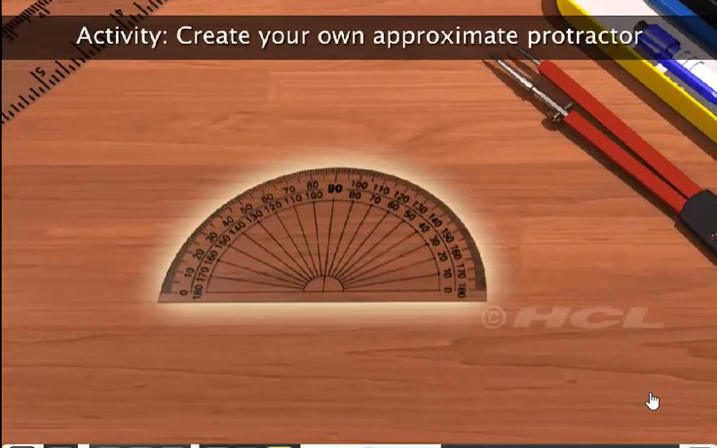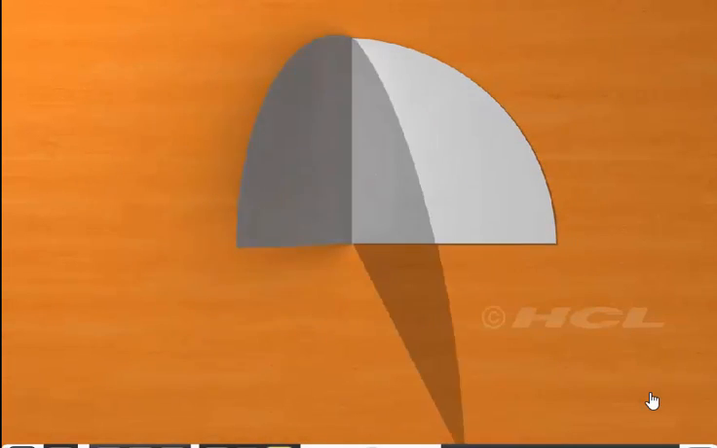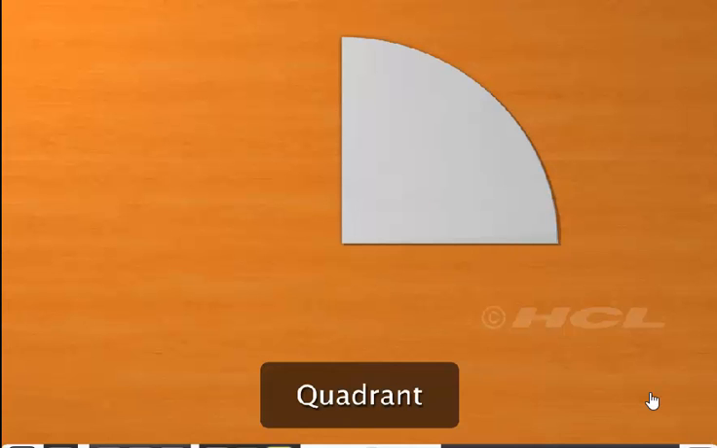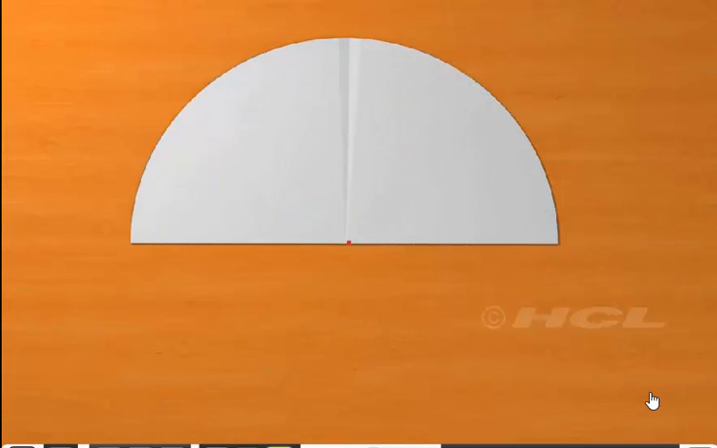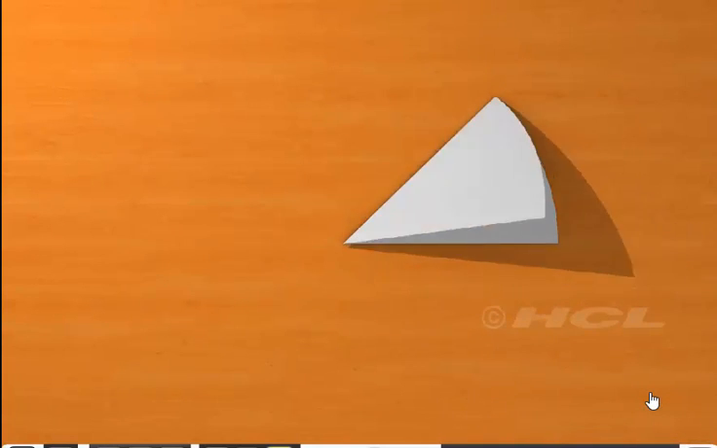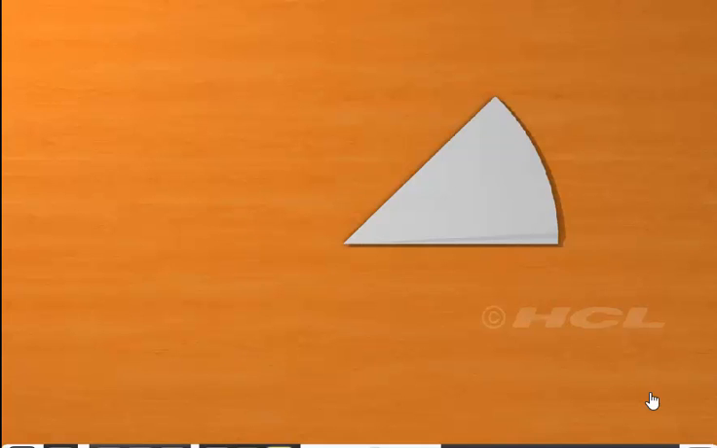In fact, you can create your own approximate protractor. Take a circular sheet or cut one out using a small circular shape. Fold it twice to form what is called a quadrant. When you open it out, the fold in the semicircle represents 90 degrees. Label this fold. Fold the sheet again, but this time fold it 3 times.